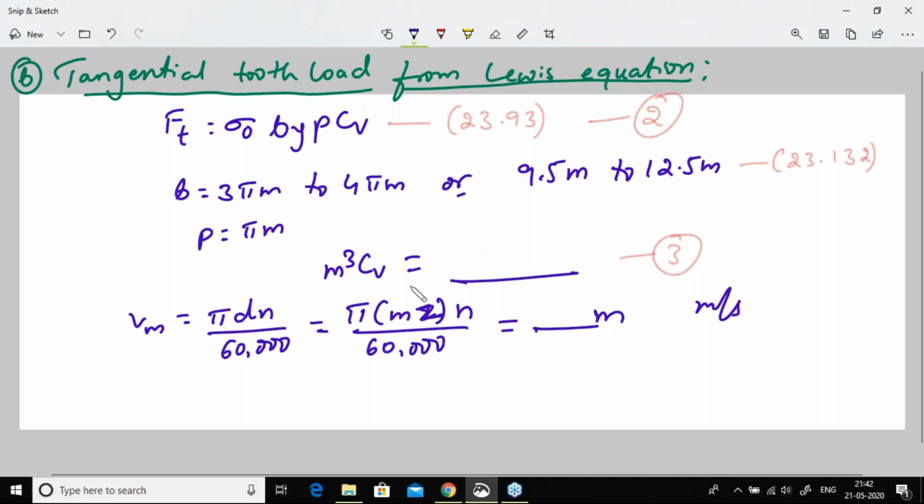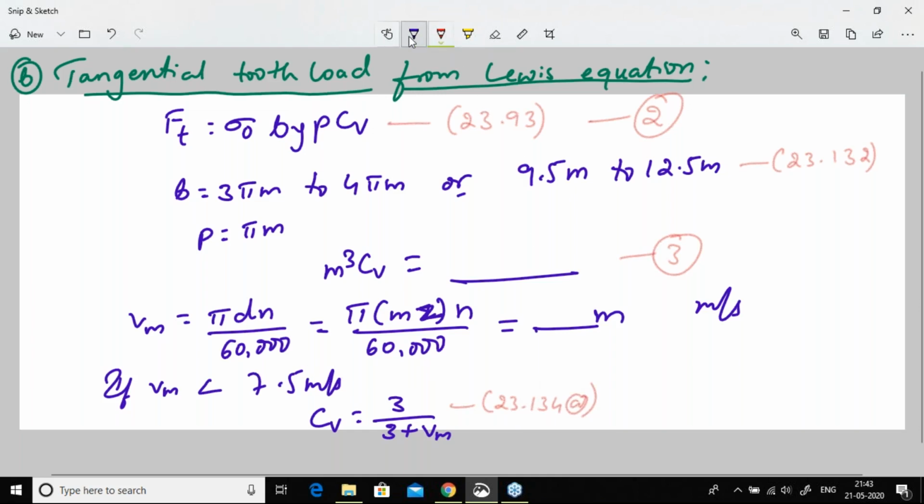Now by referring to table 23.3, we have to assume a standard module from that table, and substitute it in this equation to get Vm. Based upon Vm, we calculate Cv. If Vm is less than 7.5 meters per second, we have the equation for Cv as Cv = 3 / (3 + Vm). That is equation number 23.134a.